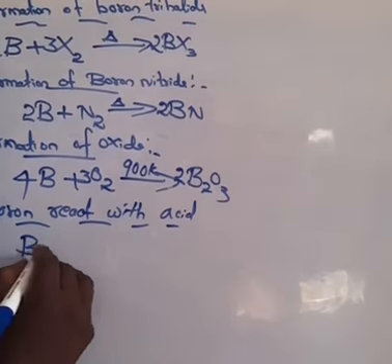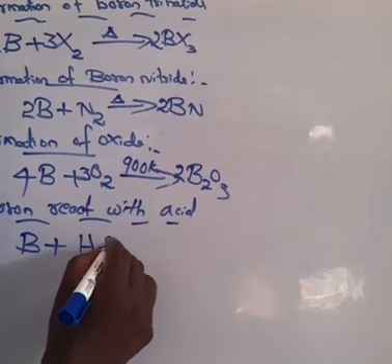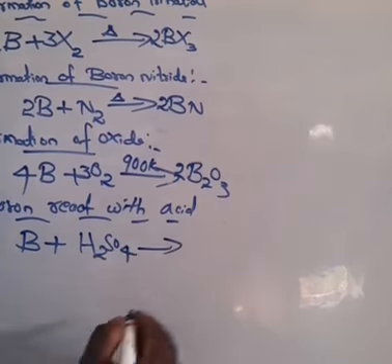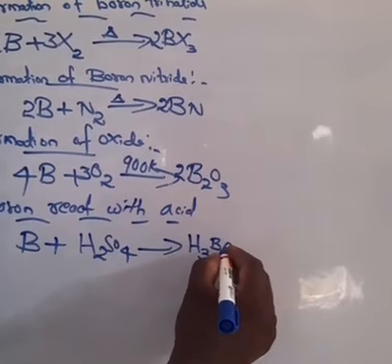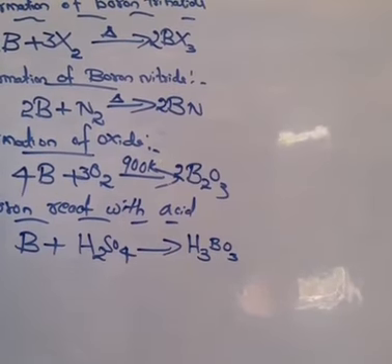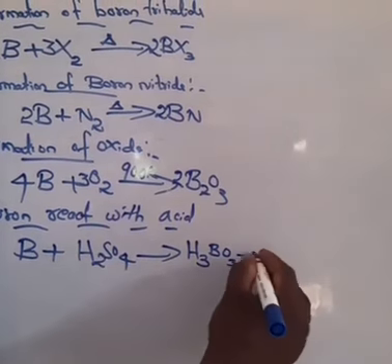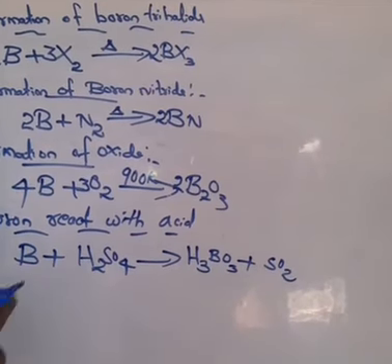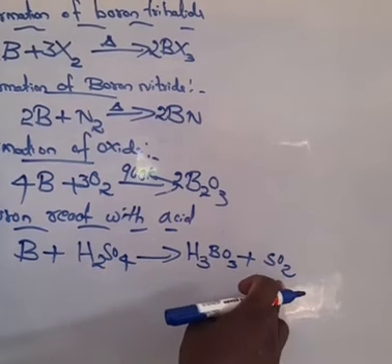Boron reacts with acid, that is sulfuric acid, H2SO4, the king of acid. We get boric acid. The formula for boric acid is H3BO3. And sulfate having, so sulfur dioxide gas is also evolved. That's the equation. Boron reacts with sulfuric acid, we get boric acid and also sulfur dioxide gas.